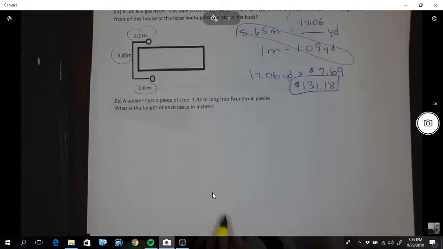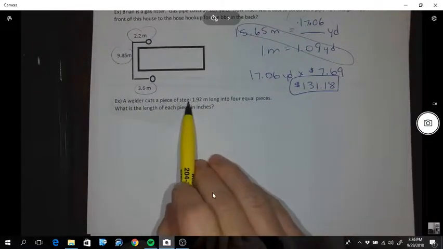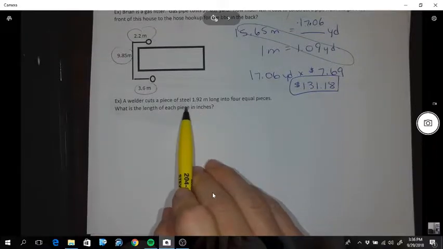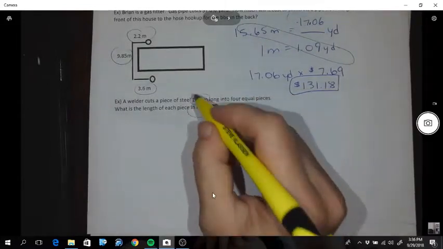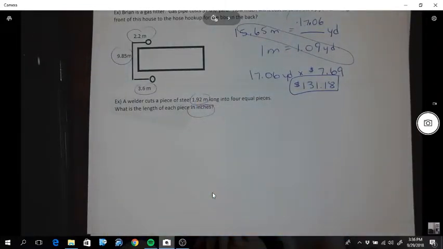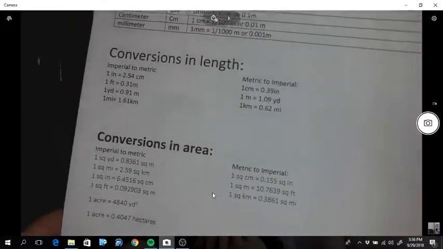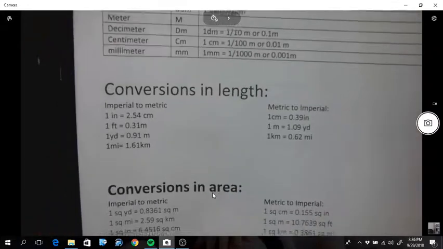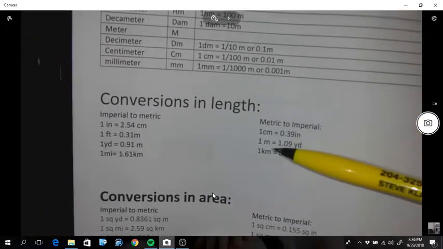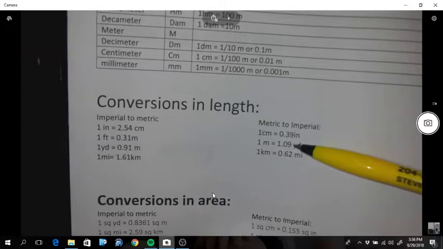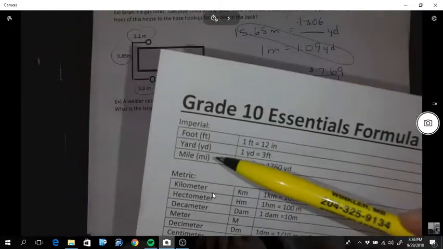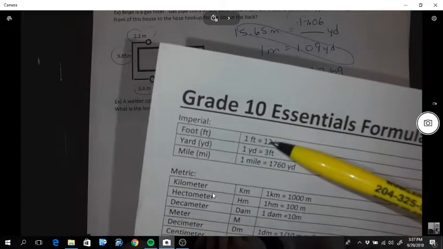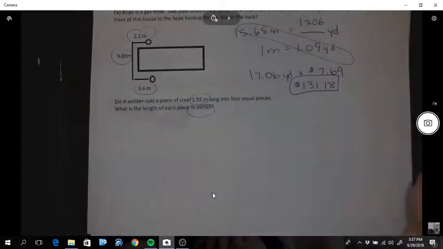Okay, last question. A welder cuts a piece of steel 1.92 meters long into 4 equal pieces. What is each piece in inches? Okay, so now we're going to have to think meters to inches. I don't see anything. So why don't we go meters to yards? Now if we're in yards, I can get to feet. From feet, I can get to inches. So we're going to have a lot of conversions here.